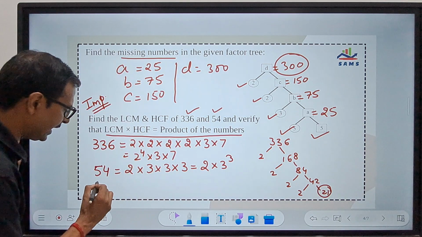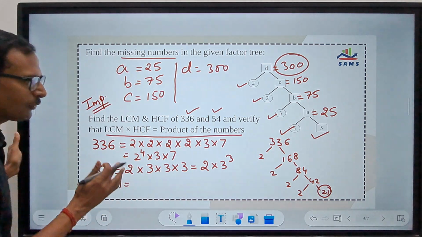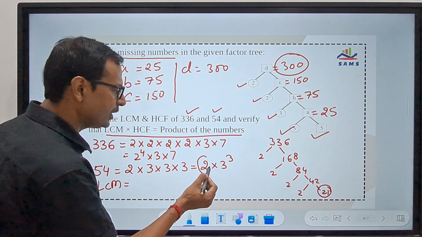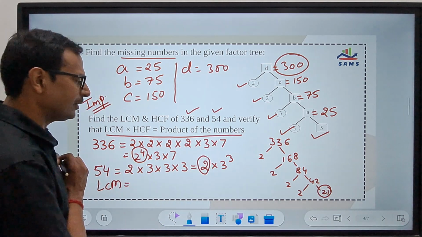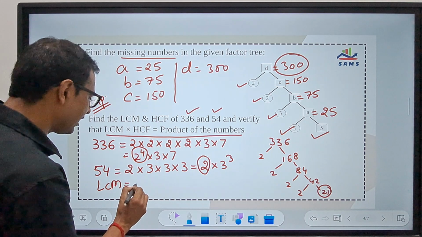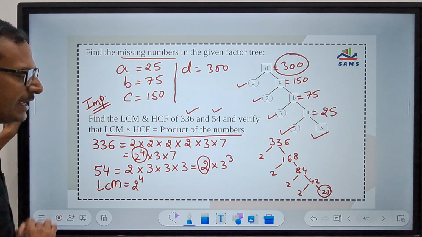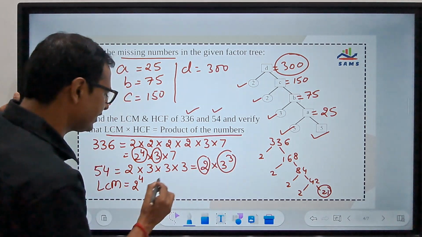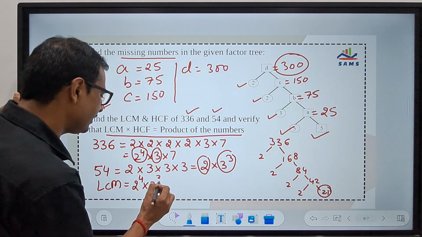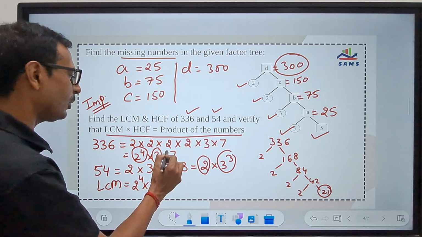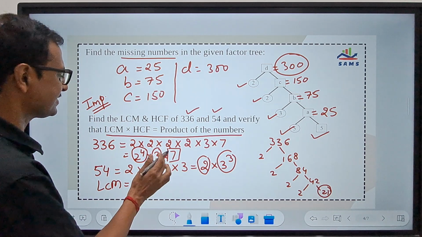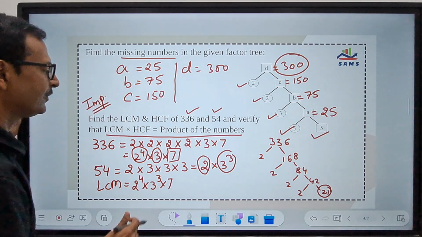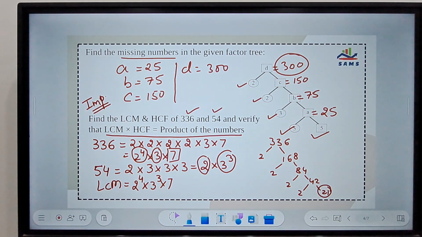When you have to find the LCM, how do you find it? The common factors, like we have a 2 here and a 2 raised to power 4 here, right? So the higher power, 2 raised to power 4, will come in the LCM. Likewise, a 3 here and a 3 cube here. The higher power is 3 raised to power 3, so it will come here. And finally, the uncommon factor. This is the uncommon factor which exists in the first number, not in the second number. That will also be a part of this LCM.